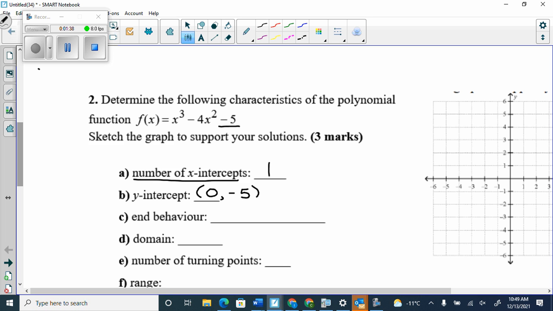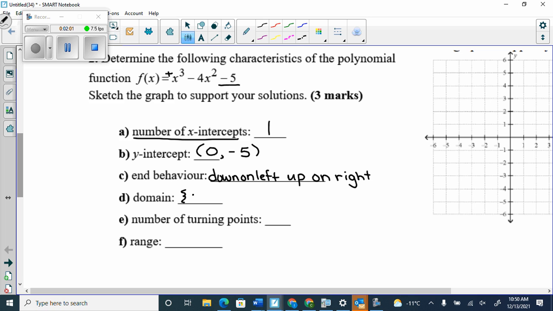What's the end behavior of this one? I don't even need to type it in. It's a positive x cubed, so it's up on right. And because it's a degree 3, it's down on left. What's the domain of a cubic if it's not a word problem? x ∈ R. What's the range? y ∈ R.